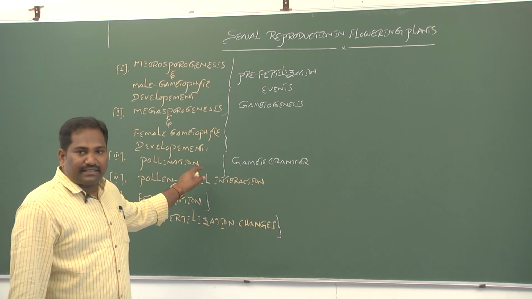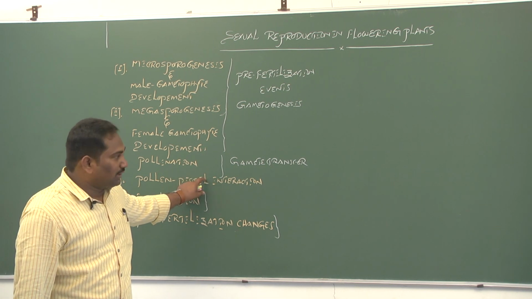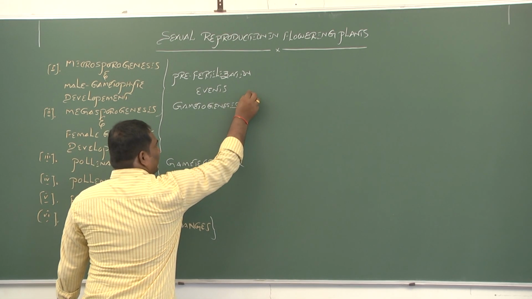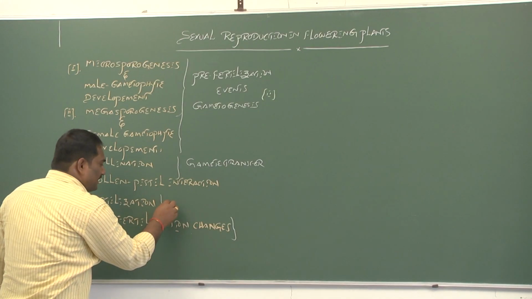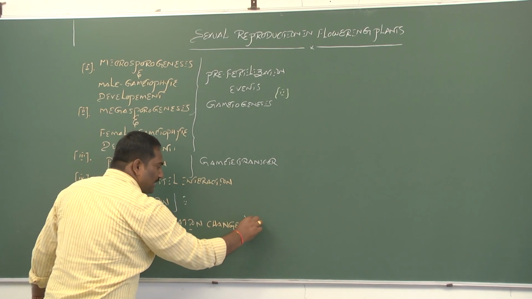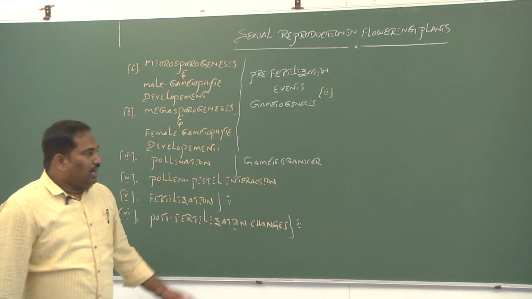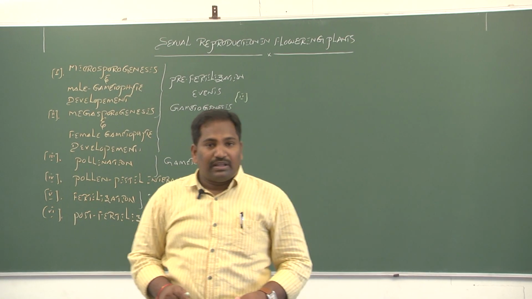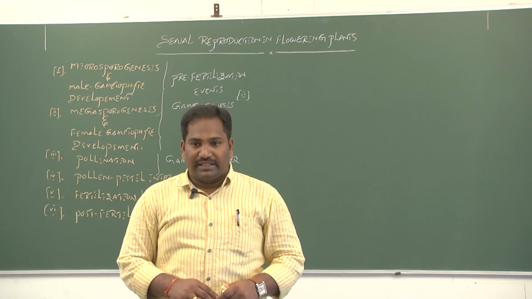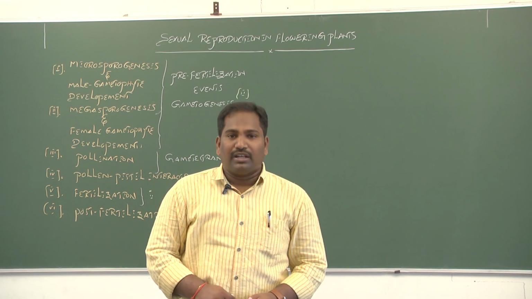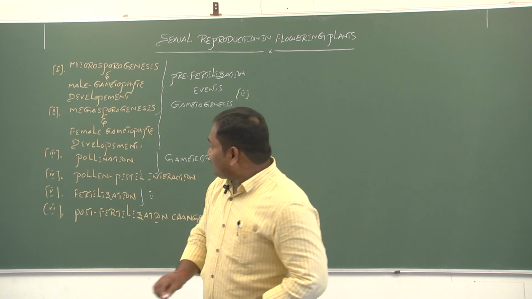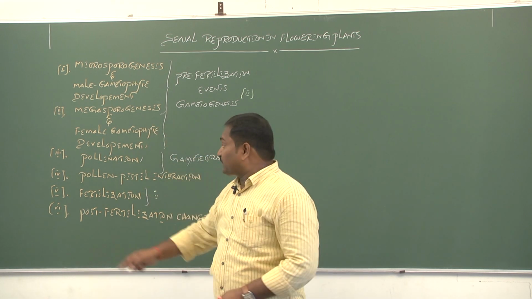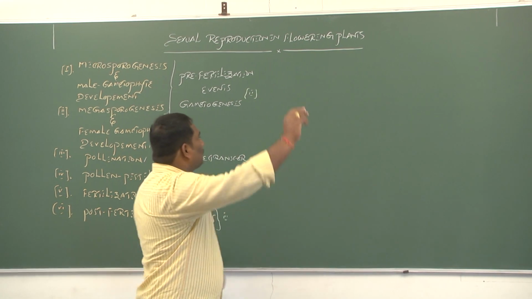These 6 subtopics are broadly classified into 3 groups: one is pre-fertilization events, the second is fertilization events, and the third is post-fertilization events. Already in the first classes we discussed male gametophyte development and male gamete formation, and female gametophyte development and female gamete formation. Now today I want to discuss one of the most important pre-fertilization events for gamete transfer, which is pollination. The heading is pollination.